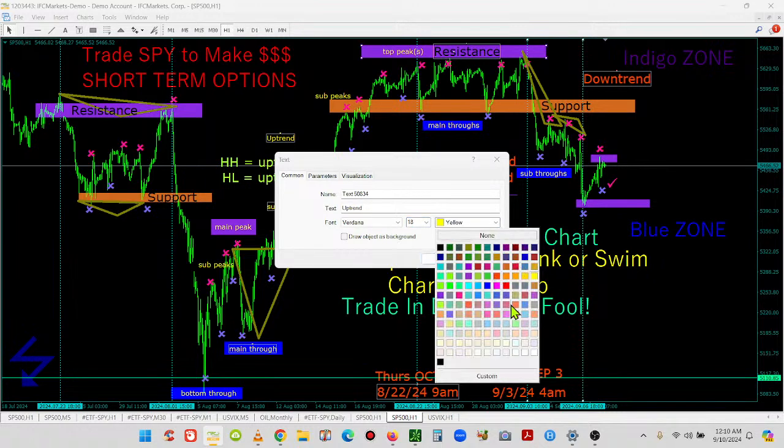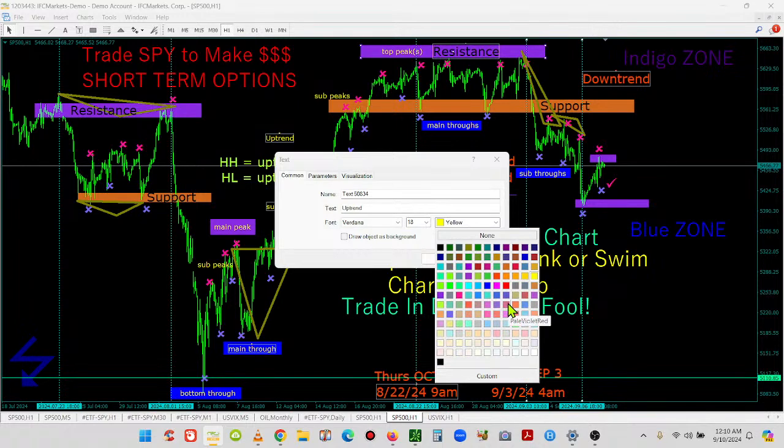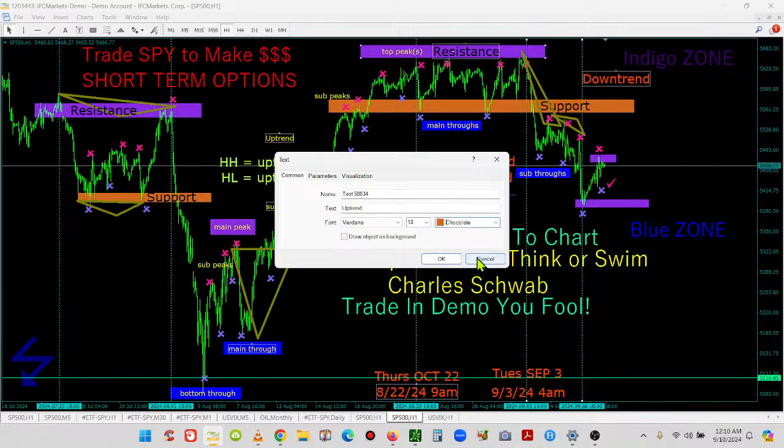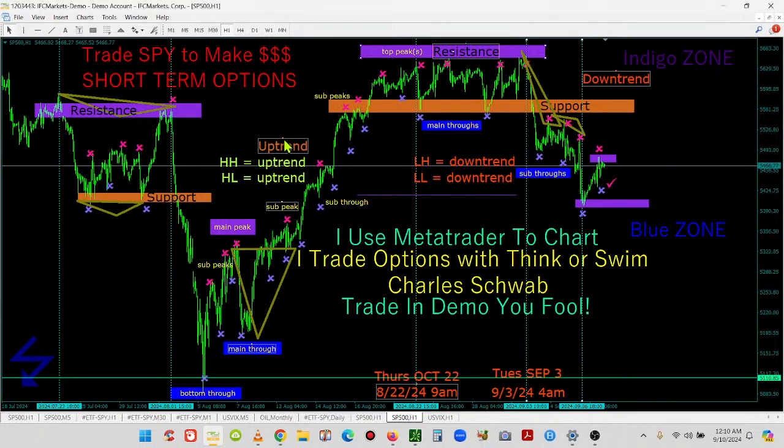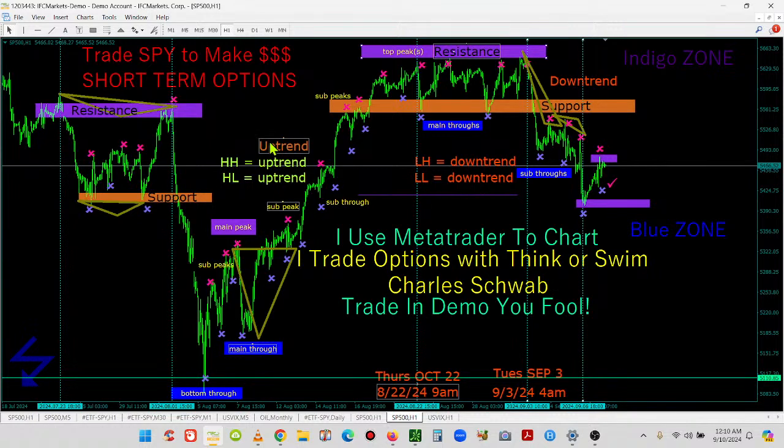And we're just going to make those the same color just because I said so, just because I don't want to be too trendy. So the uptrend and the downtrend, as you can see, so the start of the downtrend. Uptrend.